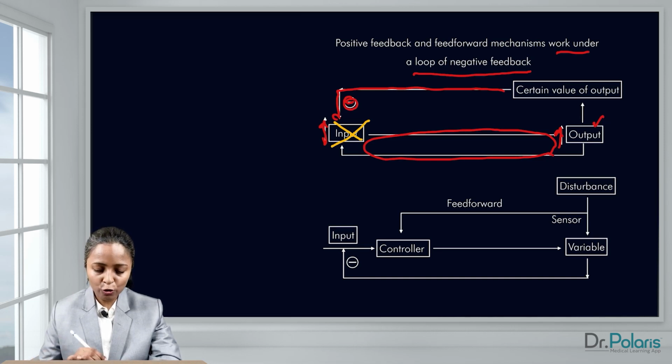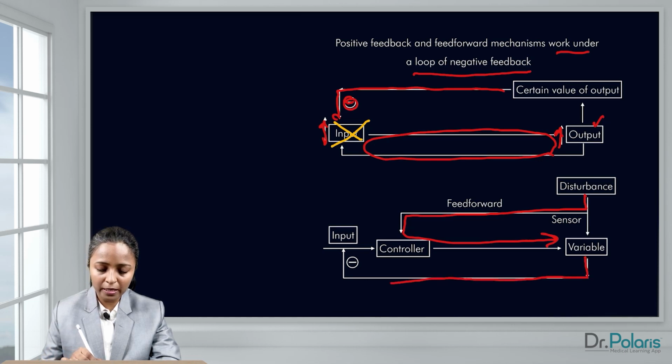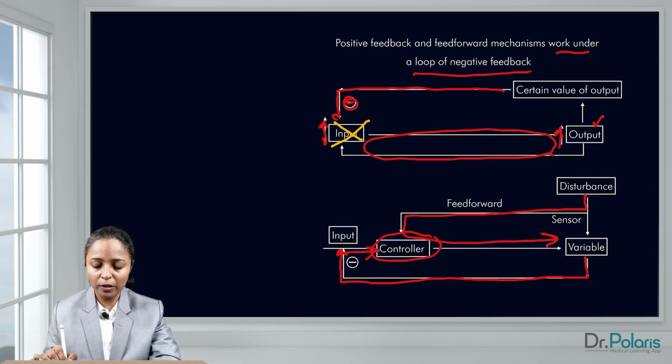Then coming to the feed forward mechanism. The feed forward mechanism is making a change in the variable by sensing the disturbance. Now, to see the current value of the variable, you see that this is again operating under a negative feedback loop. So again the value of the variable is sensed and fed back into the controller. This controller is receiving both inputs, one from feed forward and one from the variable, so that there is a double check on the value of the variable.